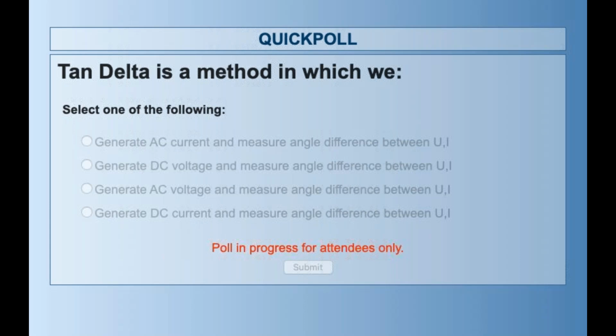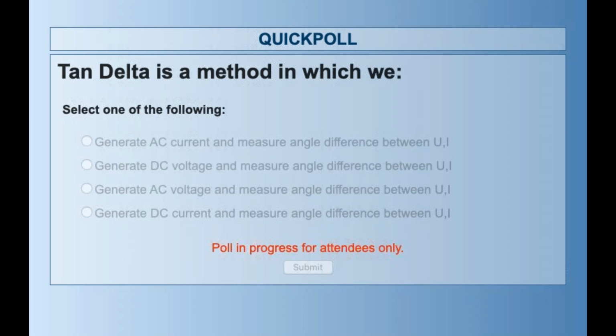Why do some clients ask for variable frequency? We will answer that question later, Mr. Neraj. So the variable frequency is for frequency sweep. For the question from Benji de Jesus: the temperature which is requested is the temperature of the oil if we are measuring the tan delta of the body, and the temperature of the ambient if we are measuring the tan delta of the bushing. So I hope that answers your question.